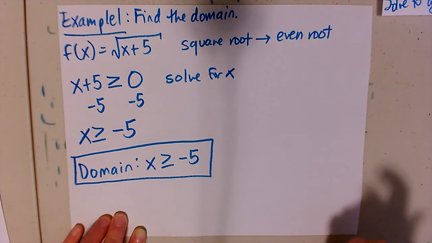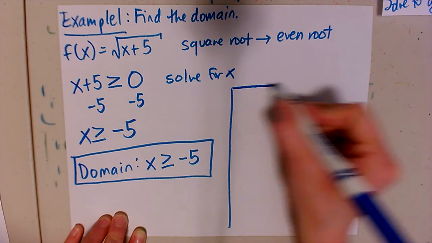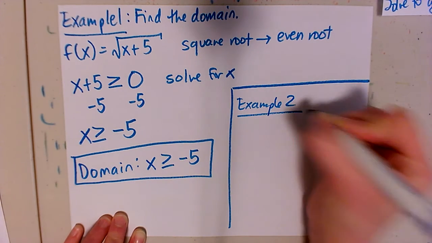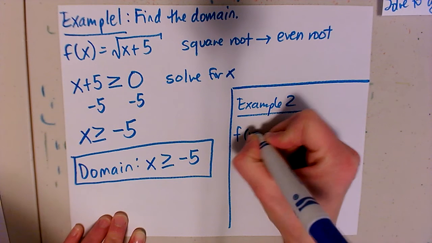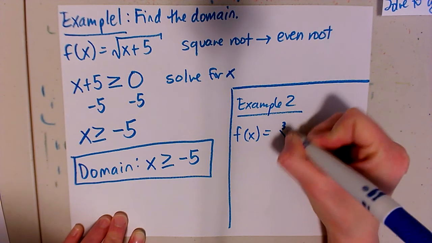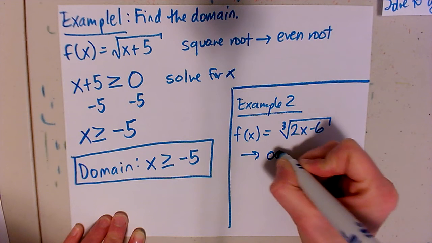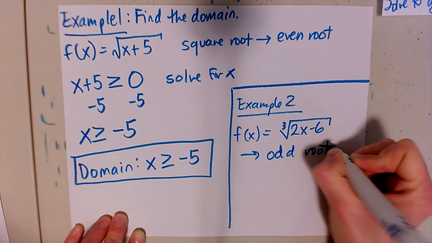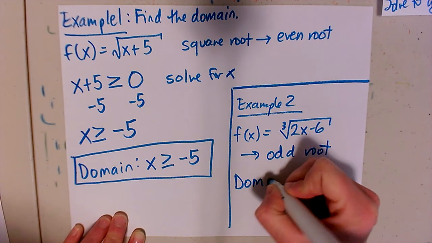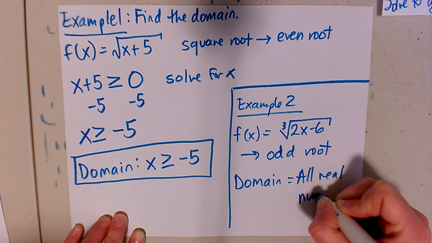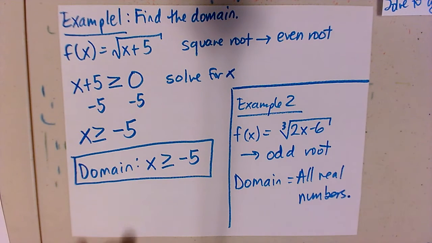For example 2, you also have to find the domain, and the function they give you is f of x is the cube root of 2x minus 6. Well, this is an odd root, so you don't have to do any thinking, and you can say that your domain is all real numbers, and you're all done.